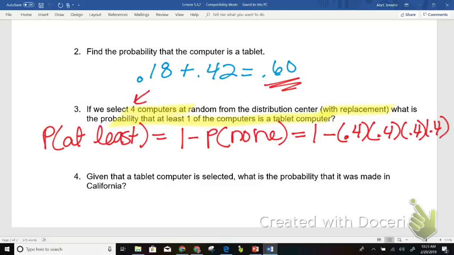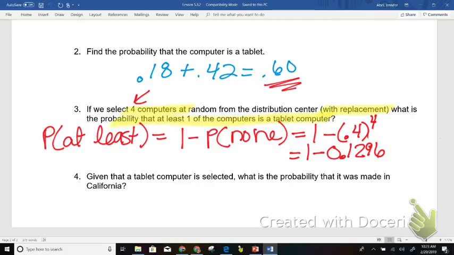that we're choosing. Now, rather than write that out as multiplication, it's going to be a lot easier to use exponents. So 0.4 to the 4th. That gives us 0.1296. So there's about a 13% chance that if I pick out 4 computers with replacement, that none of them will be tablets. So the complement of that, if I do 1 minus that value, I get 0.8704, which means there's about an 87% chance that at least one of them is a tablet.